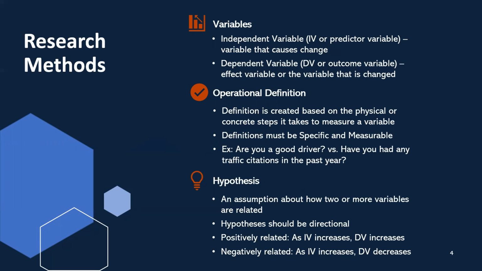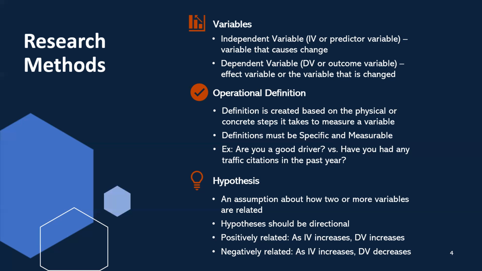When writing operational definitions for each variable, it is important that they are specific and measurable. Variables that are specific and measurable will have higher reliability and validity. For example, if we are interested in learning about participants' driving abilities, a question like, are you a good driver, is not specific or measurable, and we will get very general responses from participants.